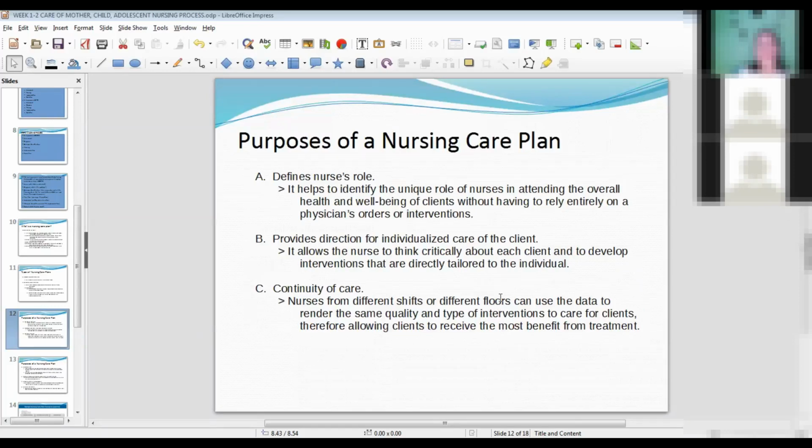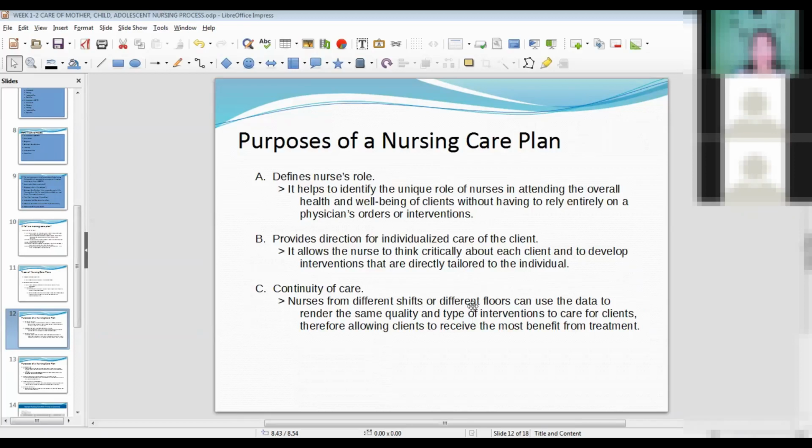So one intervention for one patient, another intervention for another patient, if the intervention you have planned is not applicable or not working for the other patient. Next, we have continuity of care. So nurses from different shifts or different floors can use the data to render the same quality and type of interventions to care for clients, therefore allowing clients to receive the most benefit from treatment.